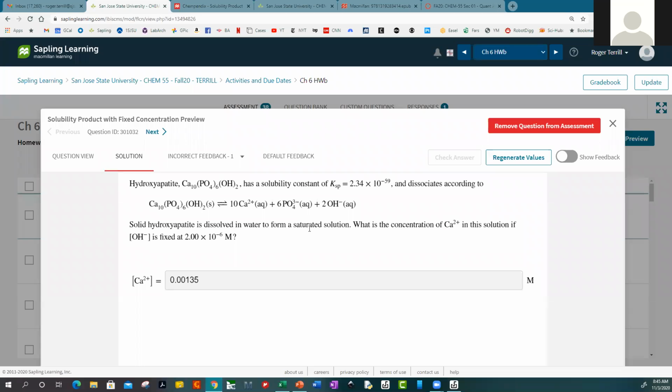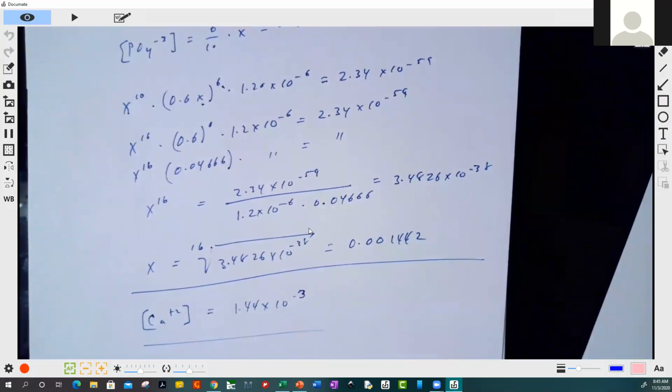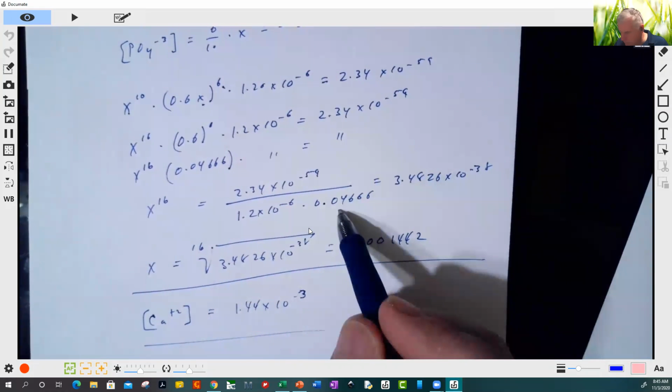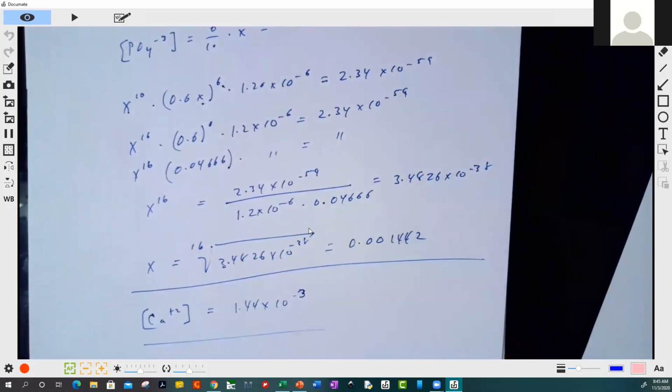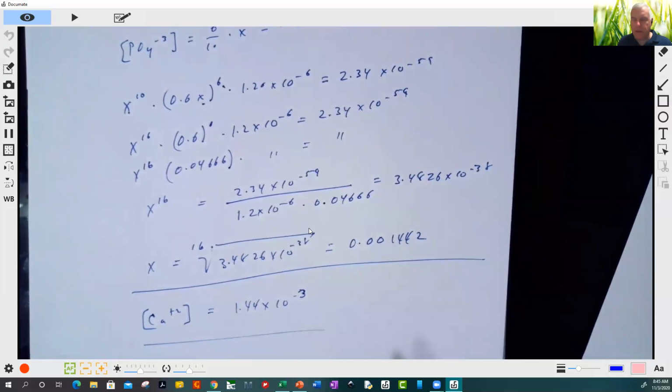But Dr. Terrell, just the calculation above that, is that 2.34 times 10 to the power negative 59 over 1.2 times 10 to the power negative 6 times 0.04666? When I did that, I got 4.18 times 10 to the power negative 52. But your answer for the calcium is what I got at the end, I got 1.41 times 10 to the power negative 3, but it's that. Wait. Sorry.